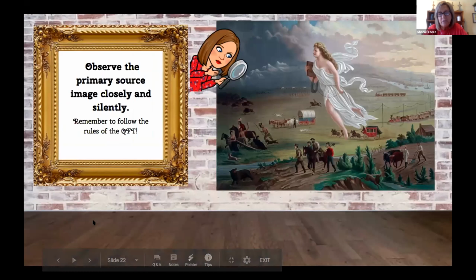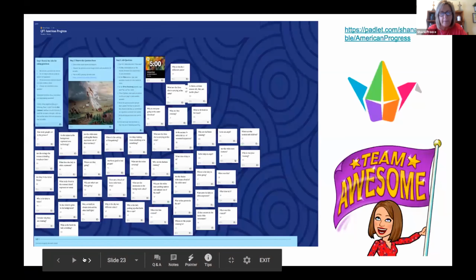Okay, and this is just another example. We're using Google Slides to post a primary source that the students will be using in a QFT. And I actually used it on the Padlet we're going to share in just a second. I think it's a really cute, quick, easy way to share those things, and it gets the kids' attention. It's not just a boring black and white photo. So I will use something similar to that.